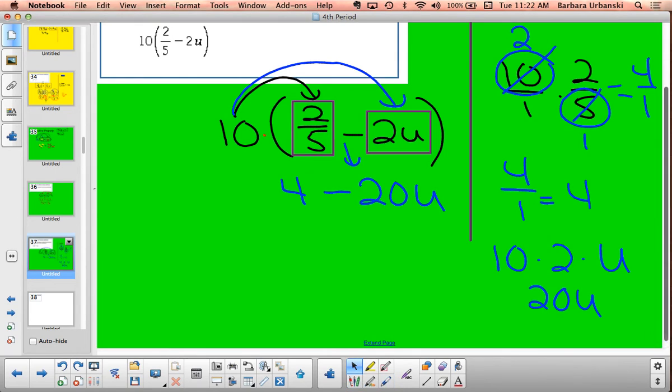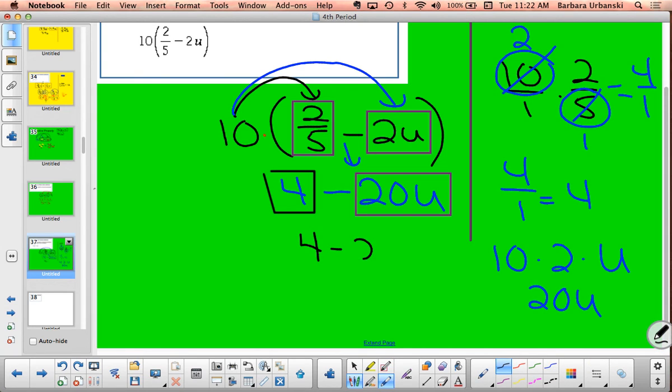We look and we have two terms. Terms are separated by addition and subtraction signs. They do not have the same last name. We have 4, which is a constant. It has no variable. We are subtracting 20u. 20 is the coefficient. U is the variable. That would be our answer. 4 minus 20u. And that is it.